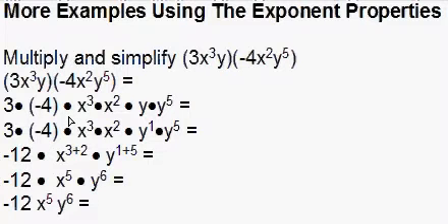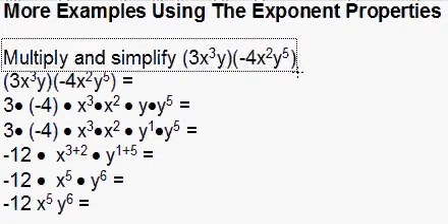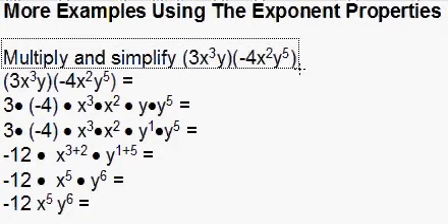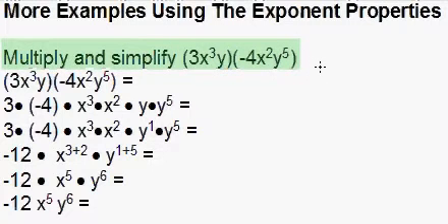We're going to look at a few more examples using the exponent properties. In the first example, we're going to multiply and simplify 3x to the third y times a negative 4x squared y to the fifth. Now, all of these quantities are multiplied together.